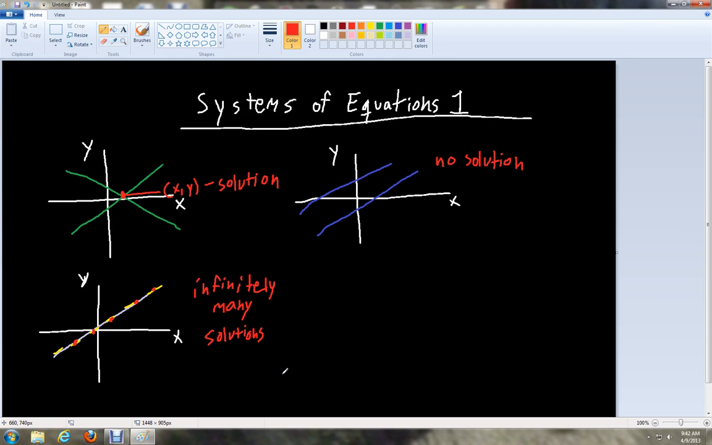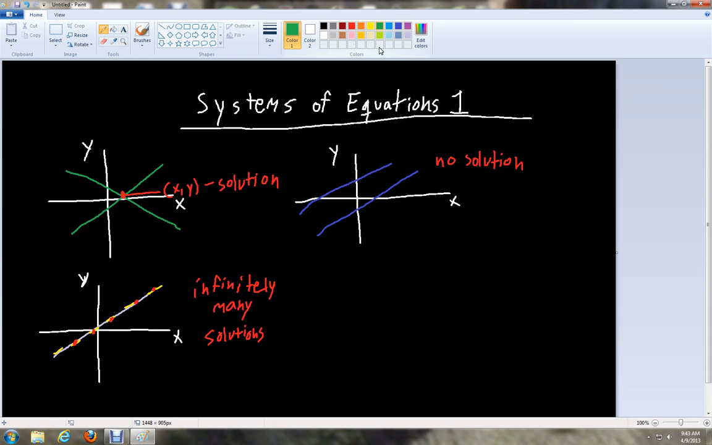So these are the three different cases. You have two lines that meet at one point, and you have one solution. You have two lines that are parallel and don't touch each other, and you have no solution. And then you have a pair of coinciding lines that trace over each other, and you have infinitely many solutions. Those are the three possible cases you're going to see when solving systems of two equations and two unknowns.